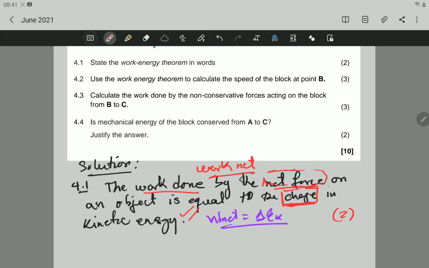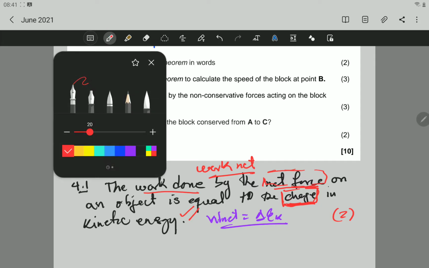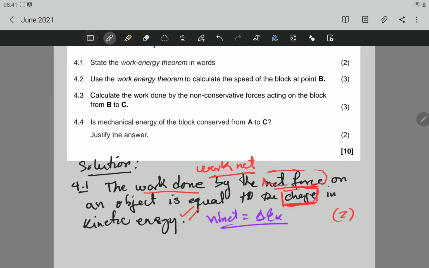If you don't write the word change in kinetic energy, you don't get the mark. Okay, let's try to keep these easy marks as they are. Okay, now let's go to question 4.2. Now 4.2 said use the work energy theorem to calculate the speed of the block at point B. You cannot use any other solution apart from the work energy theorem.